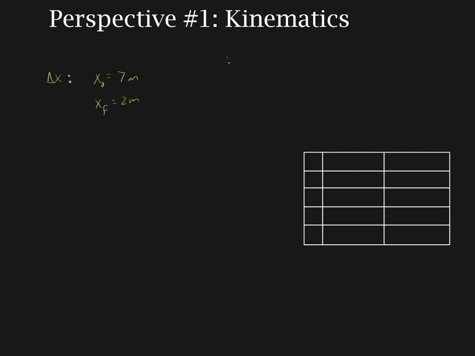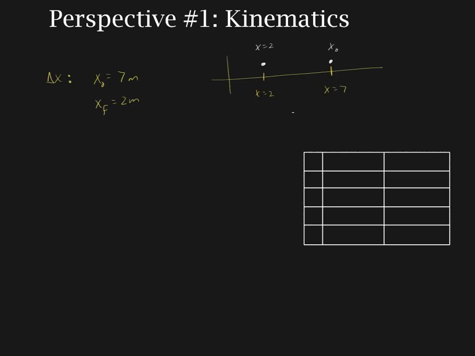Now remember what this means on a number line. It means that out here we have x equals 2. Out here we have x equals 7. And that we are starting at x equals 7, this is x initial, and we are ending up over here at x equals 2.